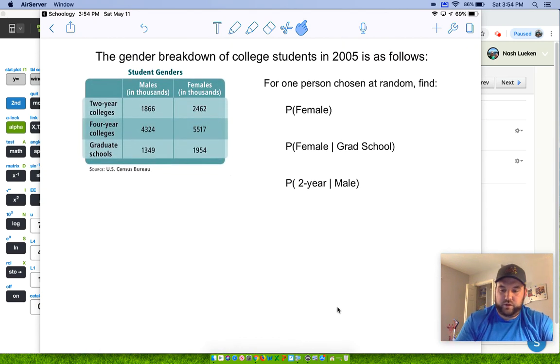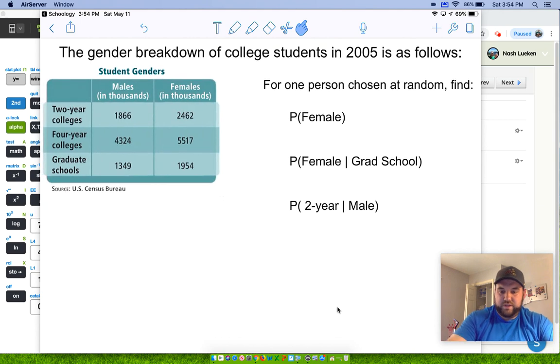Okay. So let's look at some of these other ones. Gender breakdown of college students in 2005 is as follows. We have a table on the left side: males and females in 2-year colleges, 4-year colleges, or in grad school. You'll notice that up here it says in thousands. So it's not just like 1,800 males were in 2-year colleges. That's actually 1.8 million. For the sake of probability, that's not really going to matter because we're going to divide and get decimals anyway, but just be aware of that.